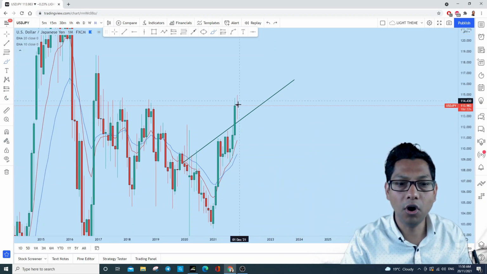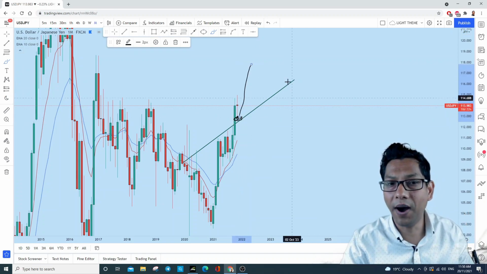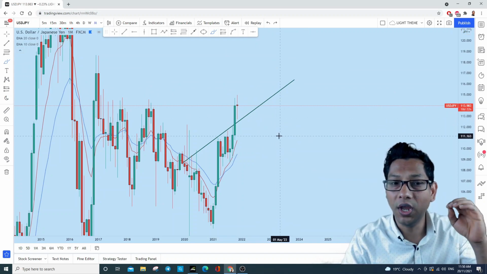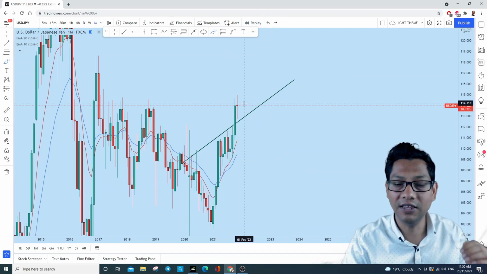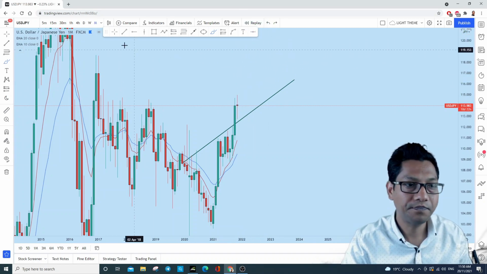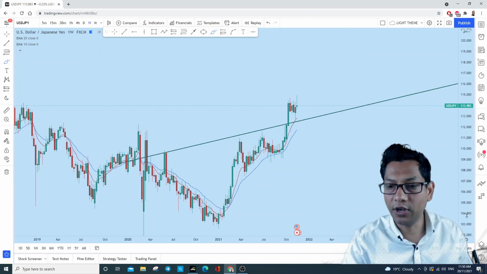So the big boys bought from here. What you see this long wick, there have been a lot of buyers here. So there are a lot of buy orders in this market. We can expect in this month as well as next month the price to rise up. Going to the weekly time frame to see what kind of opportunity we have.